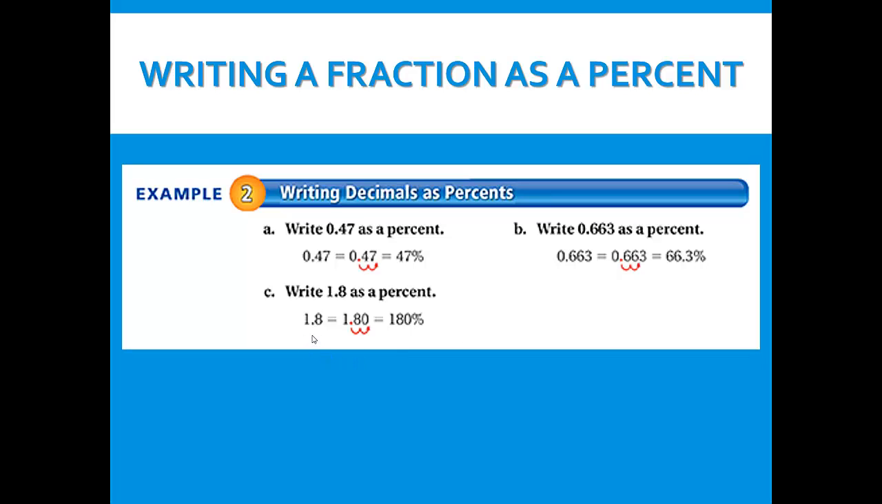And for C, we have 1.8 or 1 and 8 tenths that we're going to write as a percent. We're going to take our decimal and move it 2 places to the right, 1, 2, which puts it behind the 0 to give us 180%.